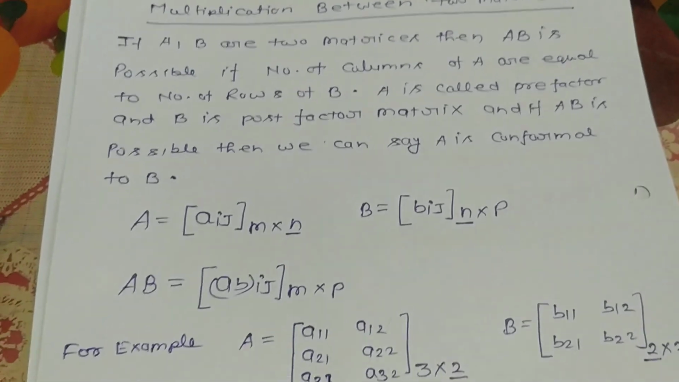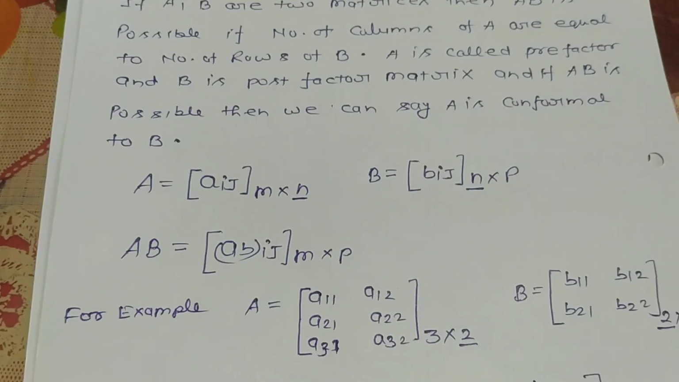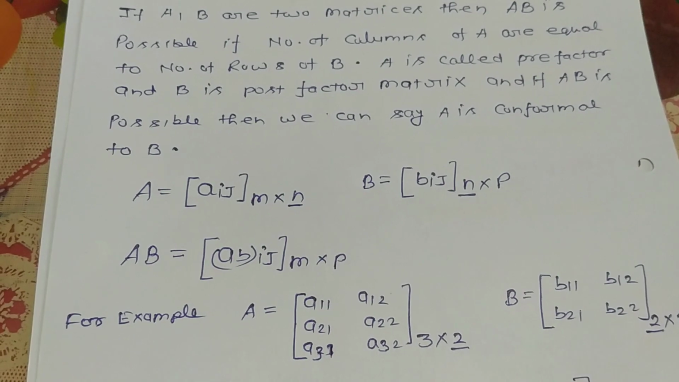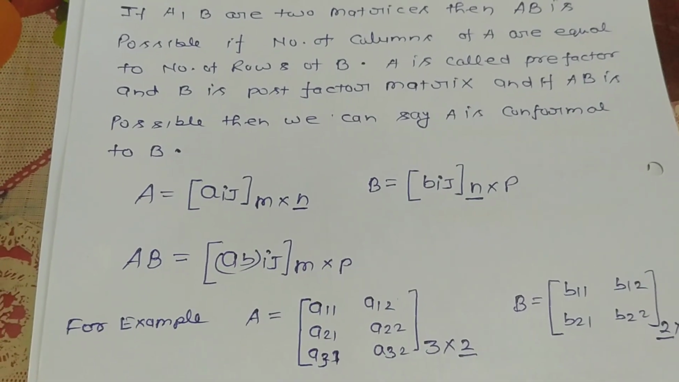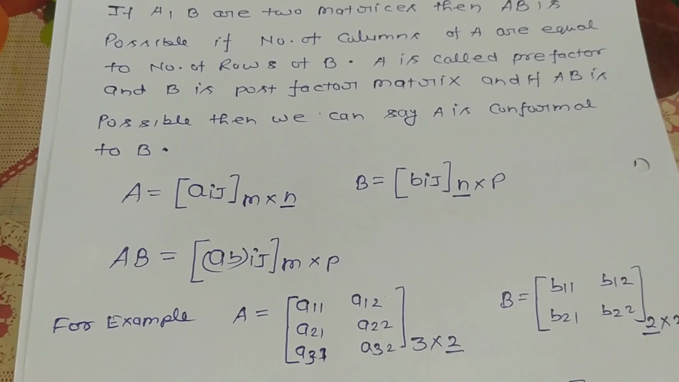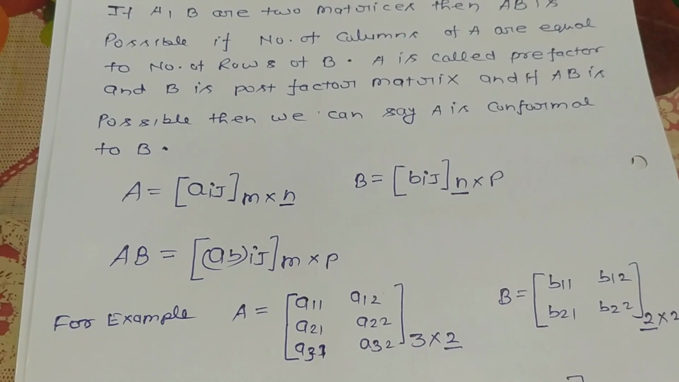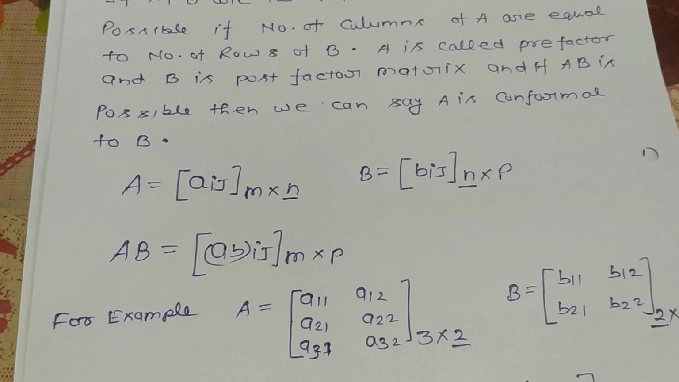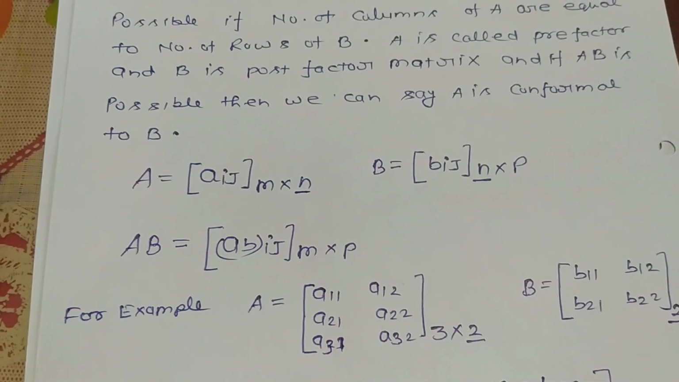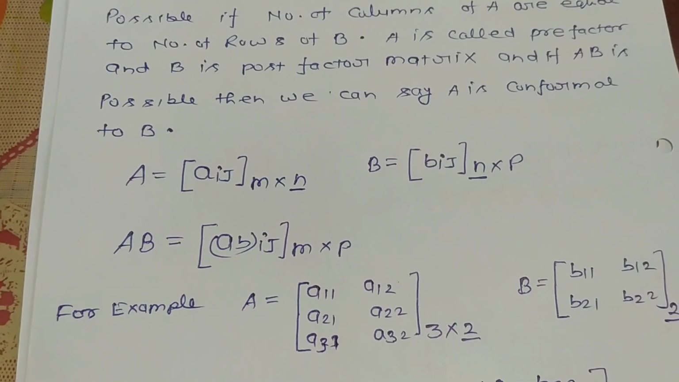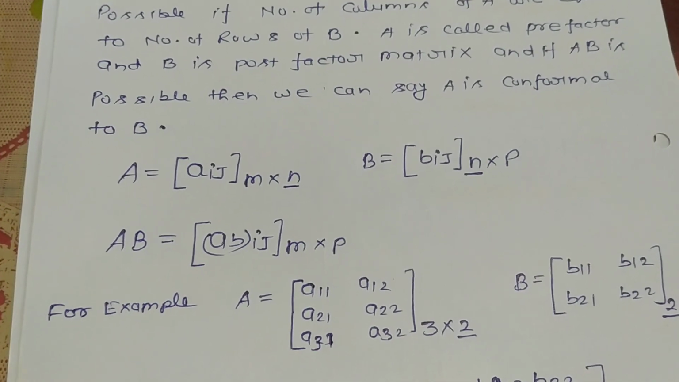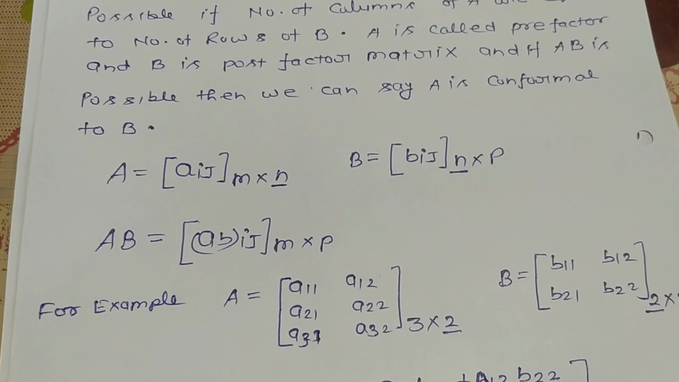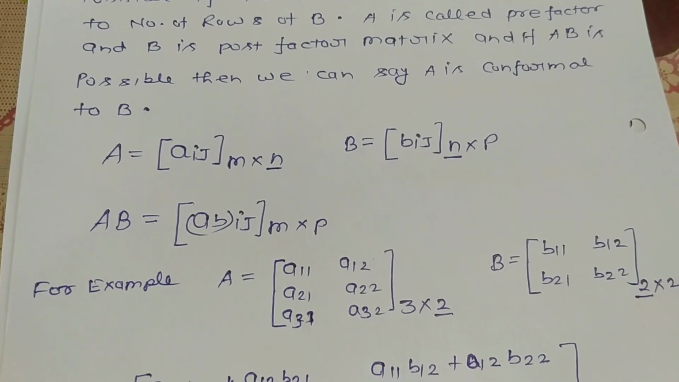Okay. Now suppose capital A is a matrix and capital B is a matrix. The order of matrix A is m by n and the order of matrix B is n by p. Now you can see the number of columns of matrix A is n and the number of rows of matrix B is also n. So the multiplication between A and B is possible, which is AB equal to (AB)ij, and the order of the new matrix is m by p. M is the number of rows of matrix A and p is the number of columns of matrix B.